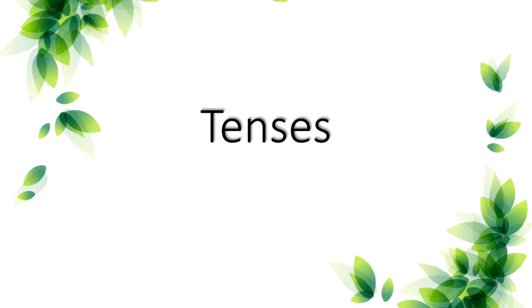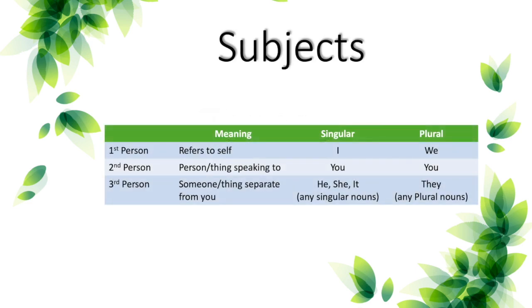Hello students, this is the second part of the tenses video where we are going to learn about a chart which will explain all the 12 types of tenses. So before we jump right into the chart, there is something that you have to know. That is the subjects that are there in English. There are mainly three subjects. We have first person, we have a second person, and then we have a third person.